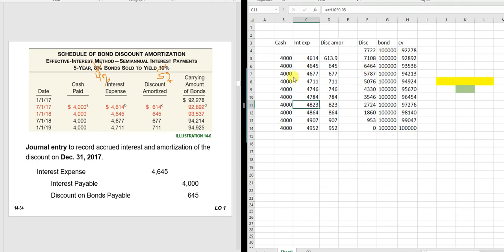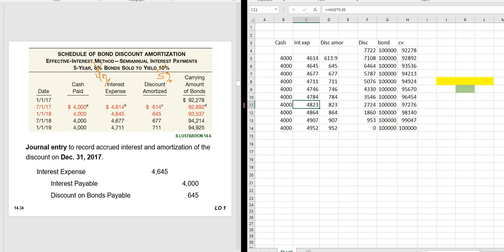The discount is always the 4,000 minus that. Notice my discount is being amortized. And so my discount is always going towards 0, and my bond face value and face interest are always going to stay the same, and my carrying value moves toward $100,000. So at the end of my amortization table, my carrying value at the end of the 5 years or 10 periods is always $100,000.